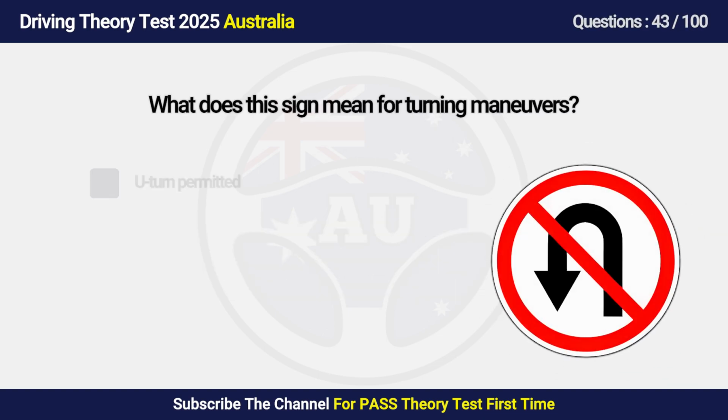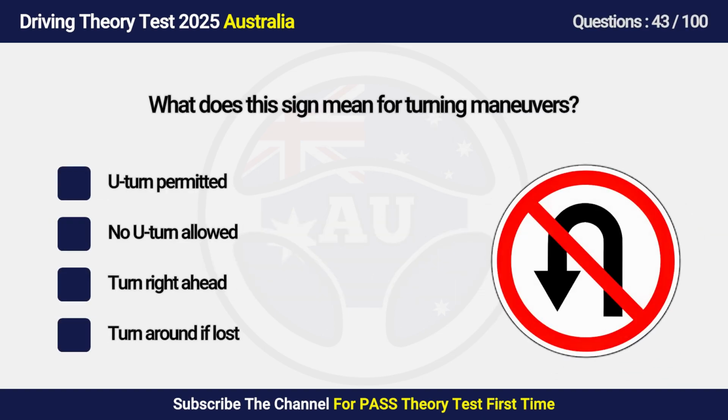Question 43. What does this sign mean for turning maneuvers? A. U-turn permitted. B. No U-turn allowed. C. Turn right ahead. D. Turn around if lost.